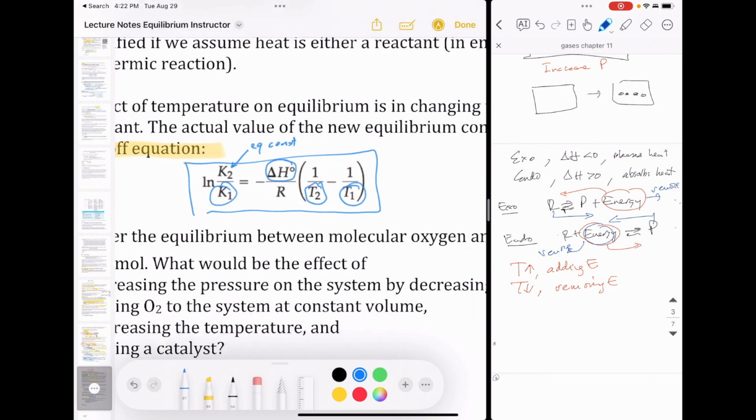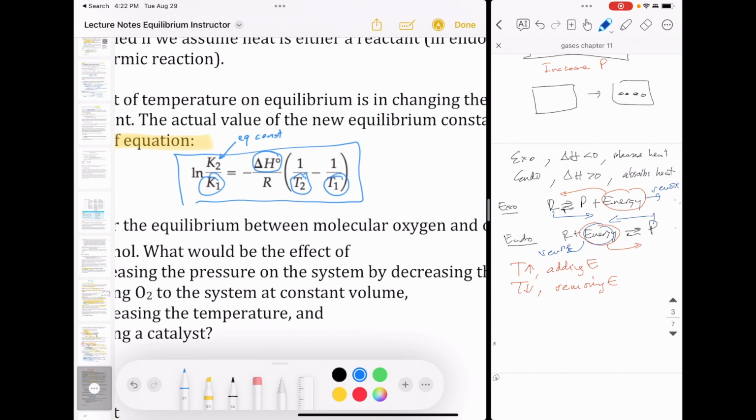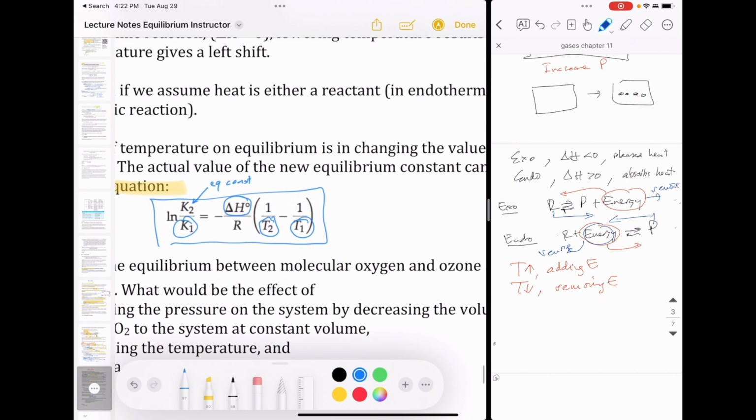So ln of K2 over K1 is equal to negative delta H standard over R times 1 over T2 minus 1 over T1. Now, you might look at that equation and remember another equation that looks very similar to that. I'm going to write this on the top here: ln of K2 over K1 equals negative Ea over R times 1 over T2 minus 1 over T1. And of course, that's our Arrhenius equation.